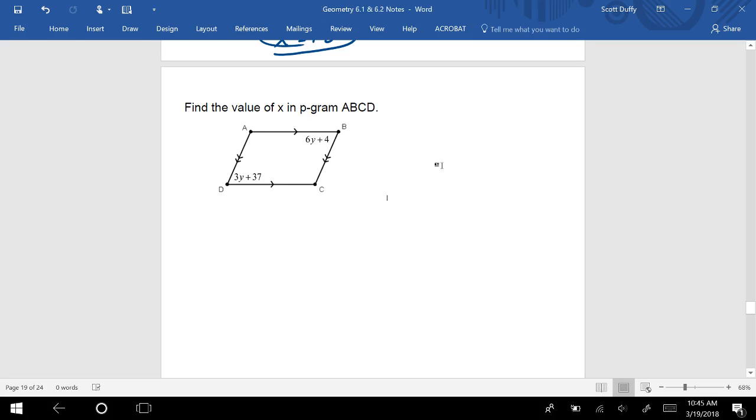Find the value of y in parallelogram ABCD. The second property of parallelograms is that opposite angles are equal. So what I know is I can set these two angles equal to each other. So 3y plus 37 equals 6y plus 4. I'm going to subtract 3y from both sides.